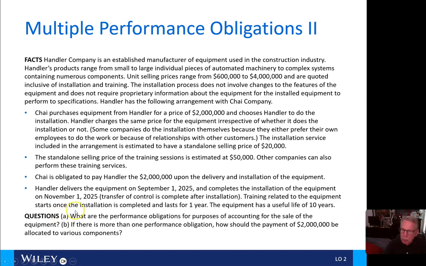So, Alpha, what are the performance obligations for purposes of accounting for the sale of the equipment? And Bravo, if there is more than one performance obligation, how should the payment of $2 million be allocated to the various components?